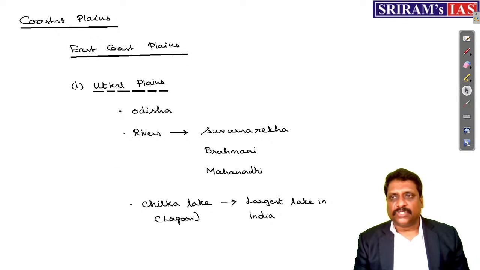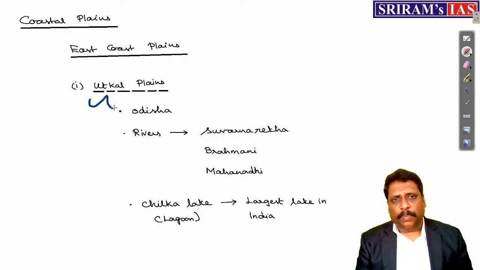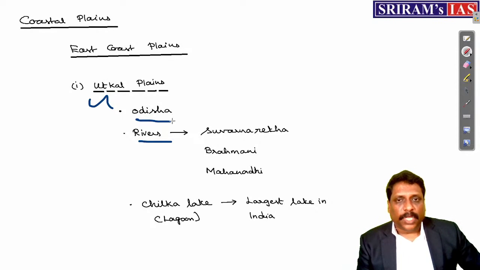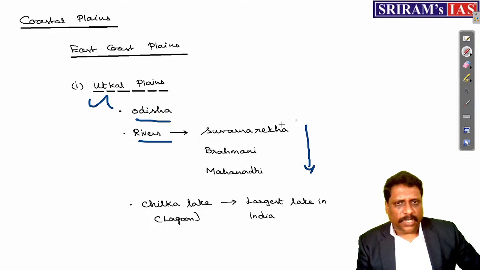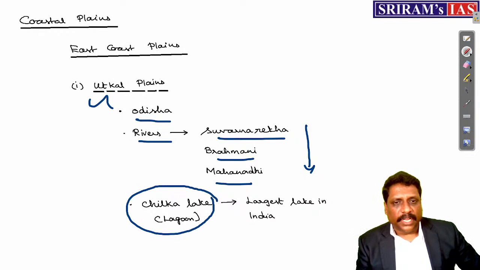It's all about the northern plains of India. Coastal plains, the number of facts are not so great. Utkal plains largely confined to the state of Odisha. Some of the rivers which form the Utkal plains, I have just ordered north to south: Subarnarekha, Brahmani and Mahanadi. And this is the region where I have the largest lake in India.